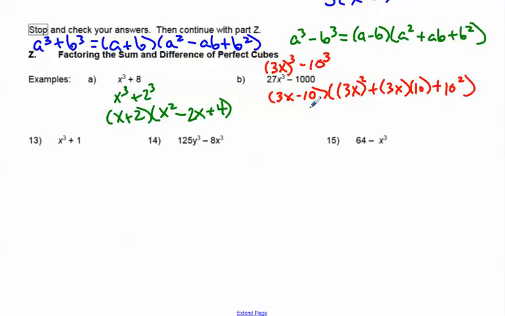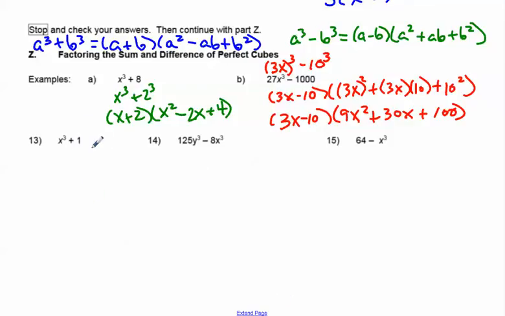So I just want to simplify the second part. 3x minus 10. When I square this, I want to square the 3 and the x, so I get 9x squared. This gives me 30x. And 10 squared is 100. Alright, so you should pause the video here and see if you can do these next on your own, and then check it with the video.